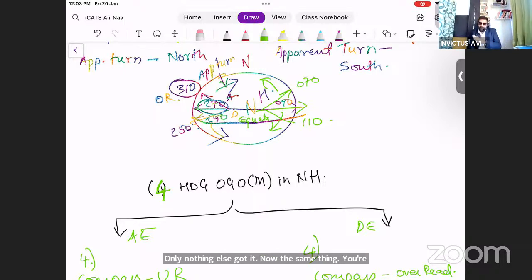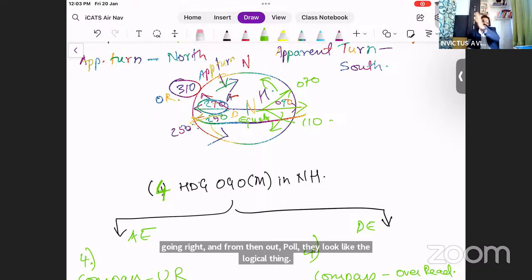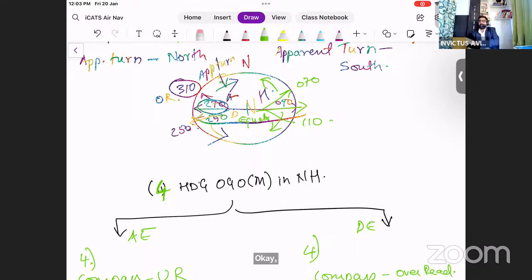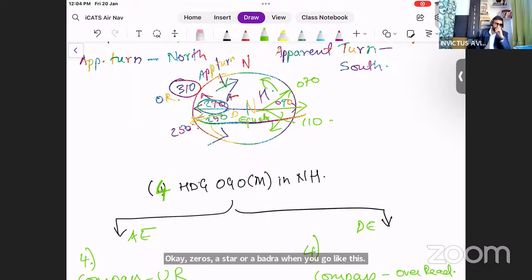When you're going from the North Pole, your bigger directions are decreasing. And when you're going right turn from the North Pole, they look like the logical thing. Okay, it starts from zero, it is increasing. When you go like this, the confusion will happen. And those are the questions that are asked in the exams.